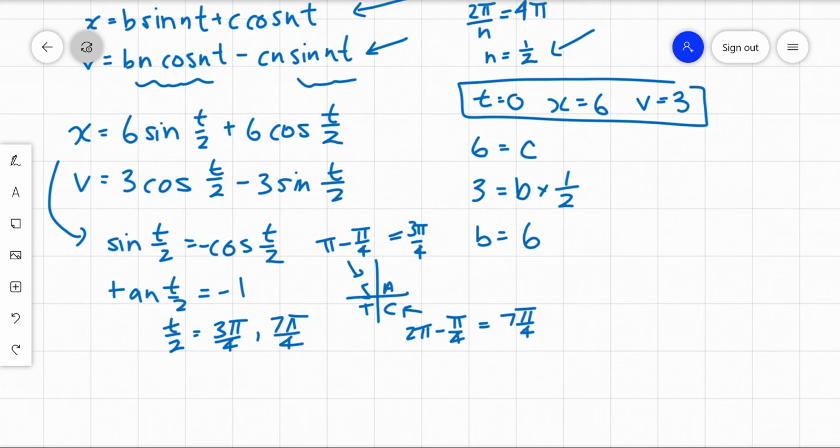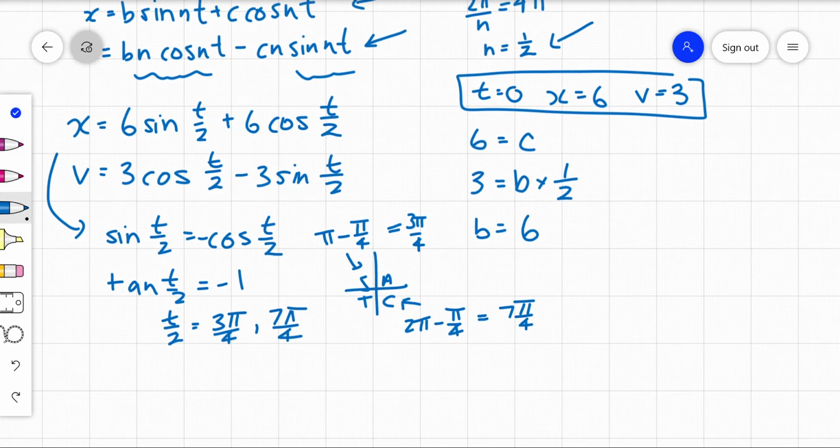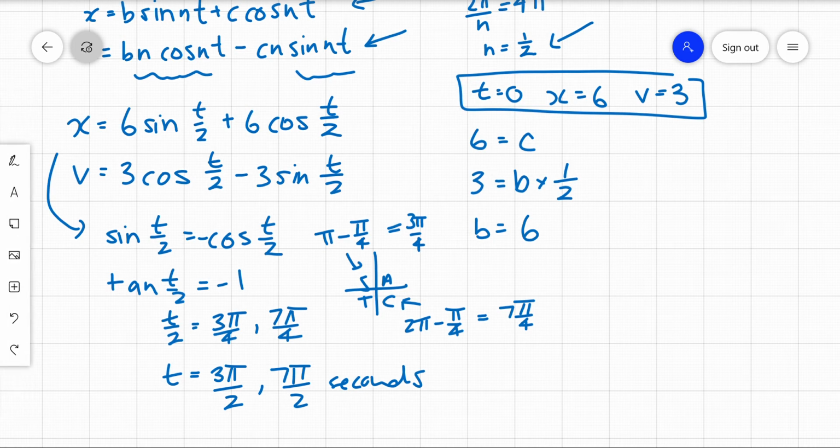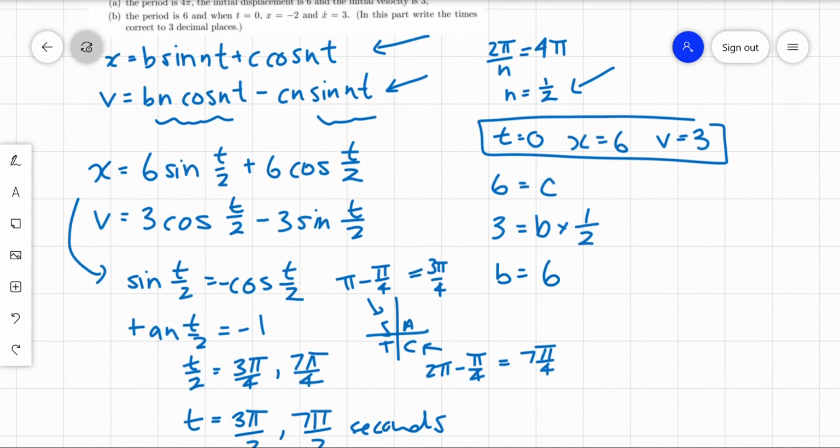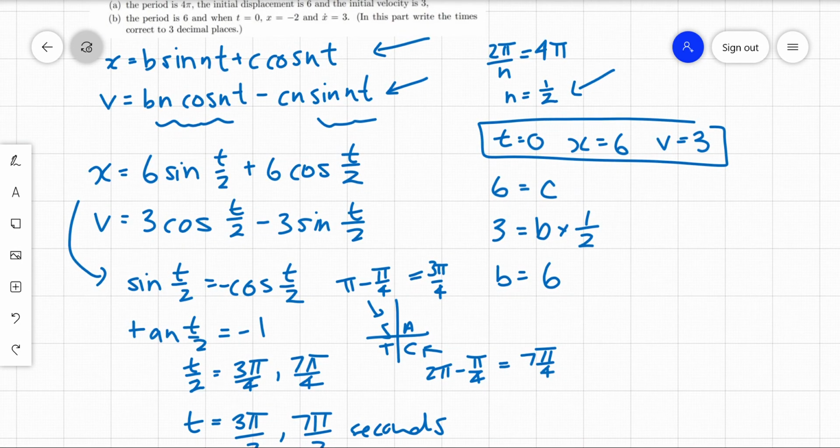So 3 pi on 4 and 7 pi on 4 are the first 2 times that happens. Therefore, if I now multiply by 2, since I'm dividing by 2 there and there, at these 2 times, that's the first 2 times the displacement is 0. So that's part A, the conditions we were given. So let's have a look at part B. In these ones, we're given just different conditions, that's all.